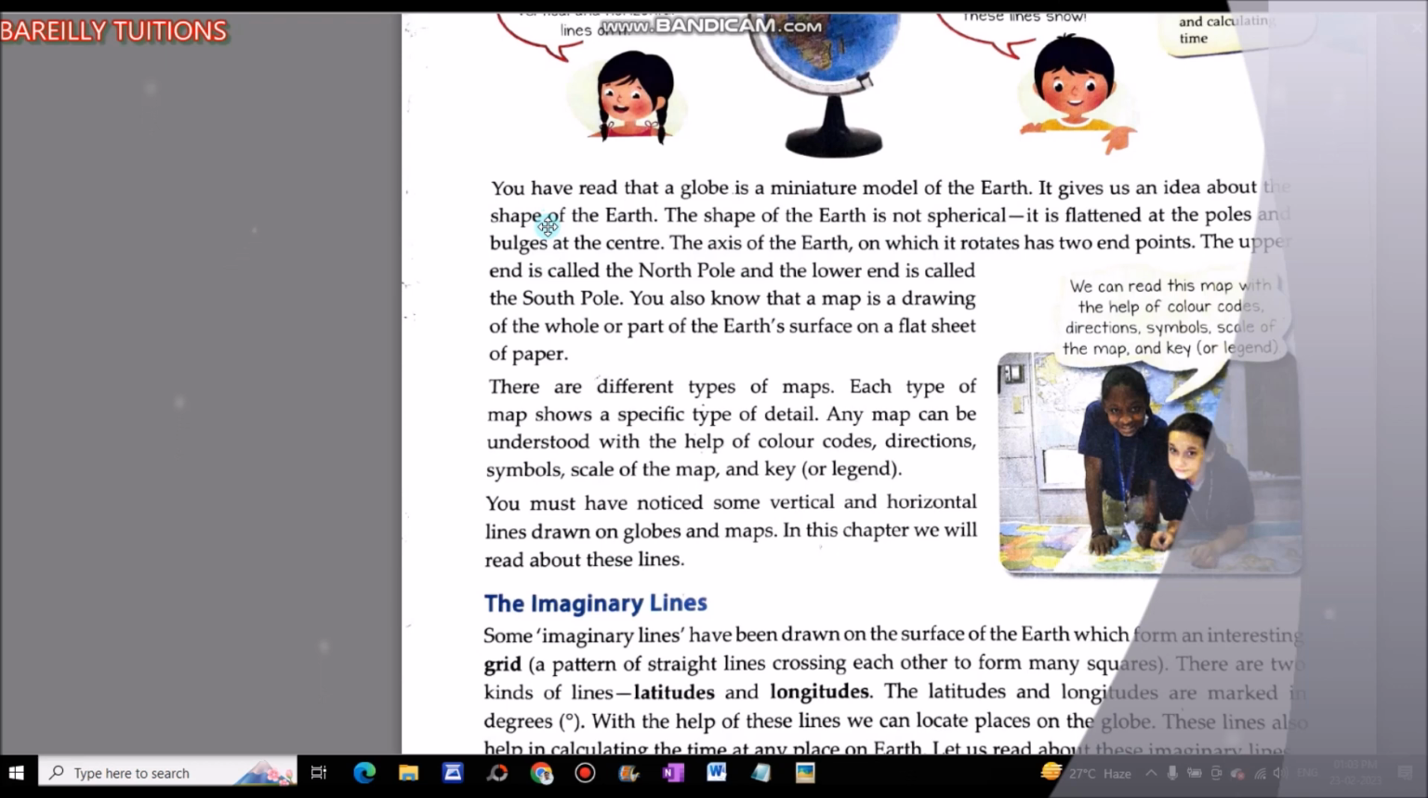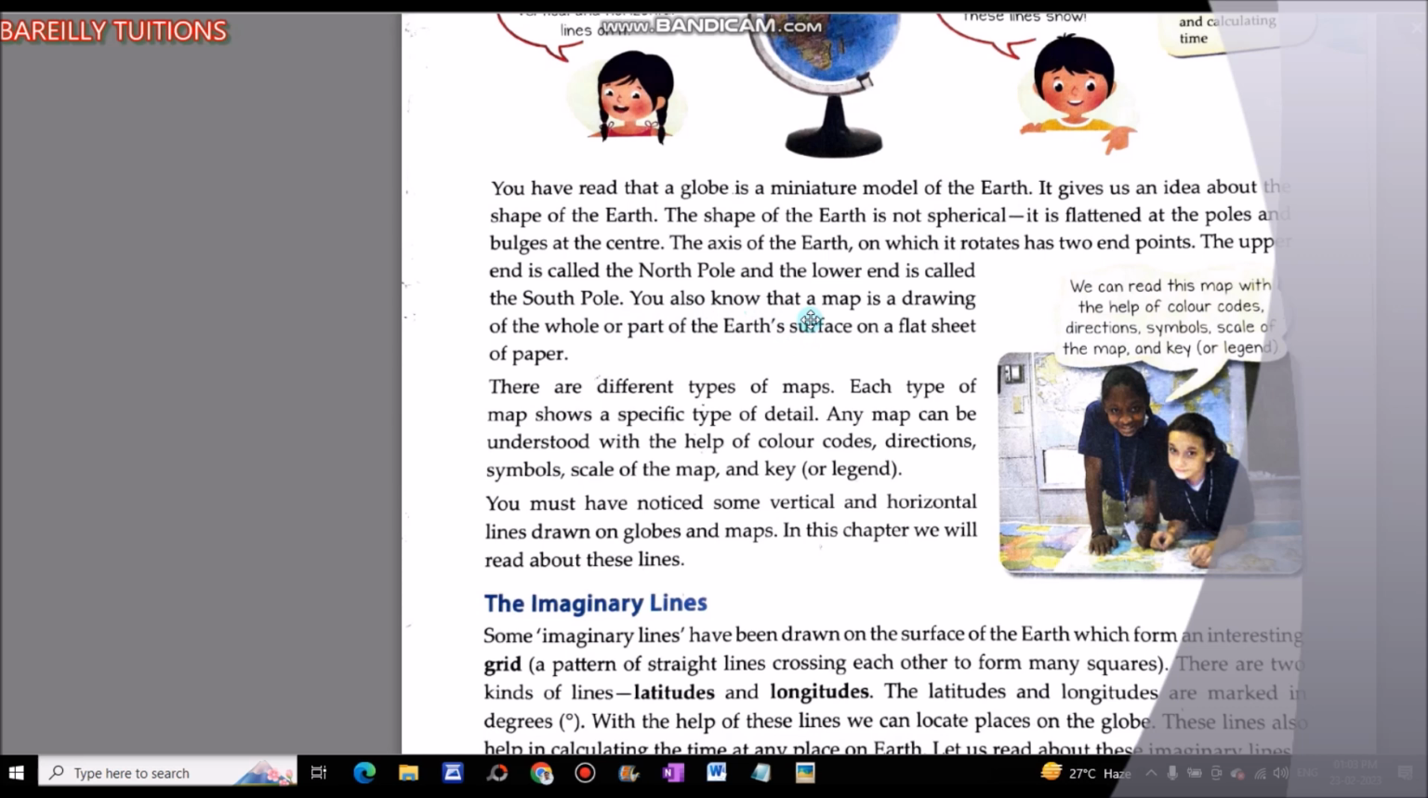We already know that globe is a miniature model of Earth. It gives us an idea about the shape of the Earth. The shape of the Earth is not spherical. It is flattened at the poles and bulges at centers. The axis of the Earth on which it rotates has two endpoints. The upper end is called North Pole and the lower end is called the South Pole.